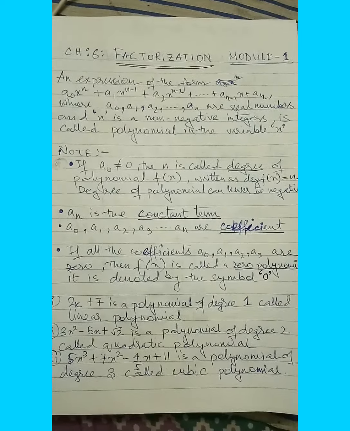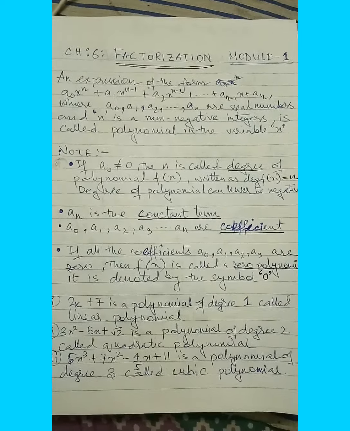Next, an is the constant. Constant means the number without any variables. See over here one question. All these terms have x, but here you see a term without the variable. That means this 11 is the constant term.